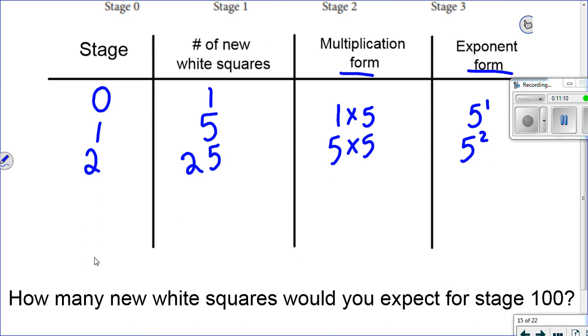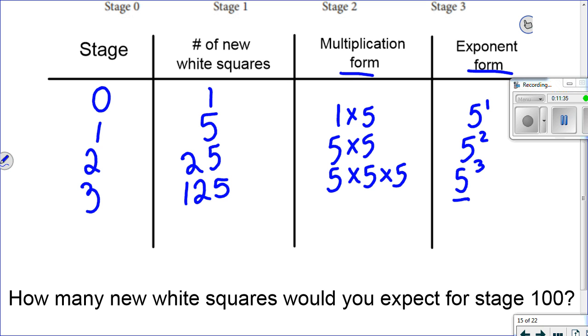So if we go to stage 3, let's just do stage 3. So it looks like this is 5 times 5 times 5. So 25 times 5 is 125. And again, repeated multiplication form, 5 times 5 times 5. And that's going to be 5 cubed. So 5 is my base, 3 is my exponent. Make sure you have those two things written down, base and exponent. Even if it's review, please write it down.